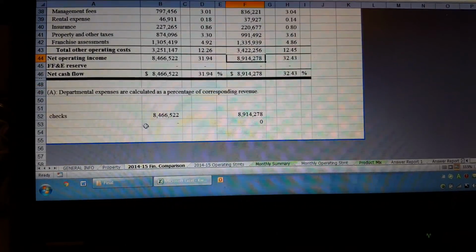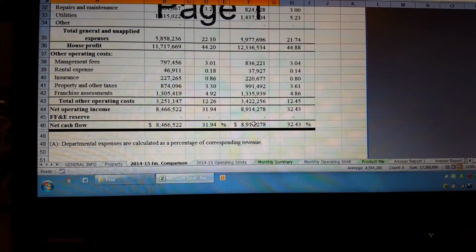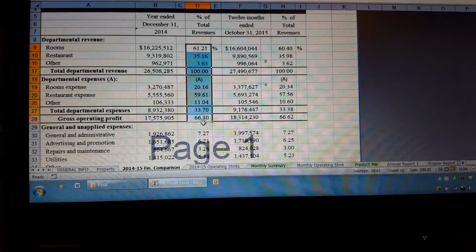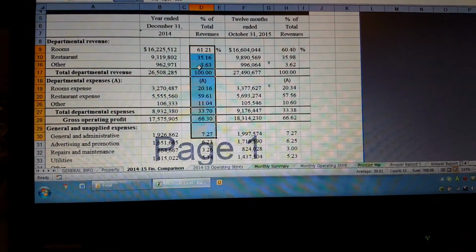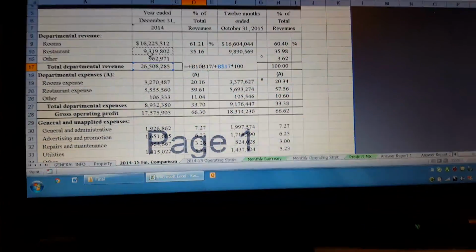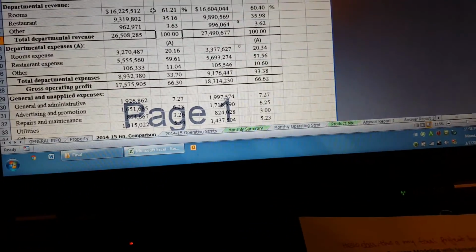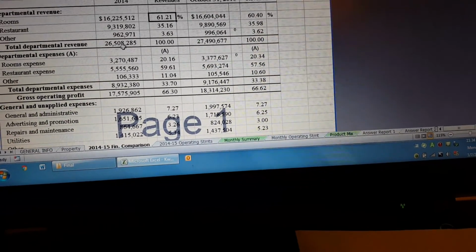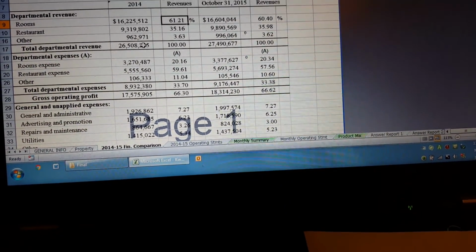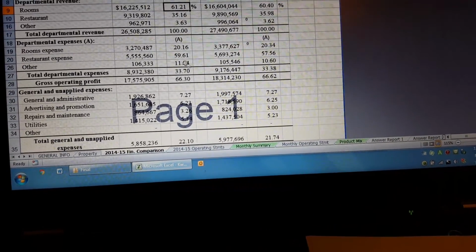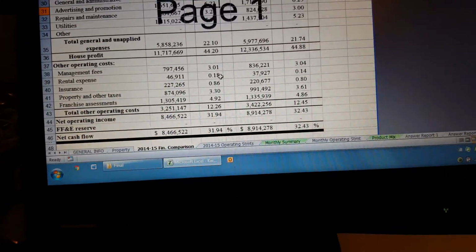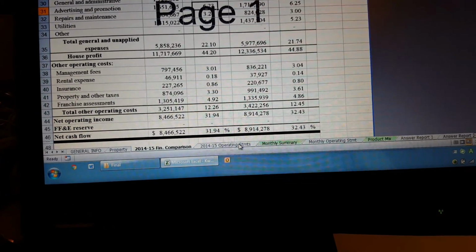And this is a little check I did to make sure I pulled all the right numbers. The percentages here basically tell me that rooms was 61% of the total revenue of the entire hotel. It's just so you could get some sort of proportion and basis for each item.